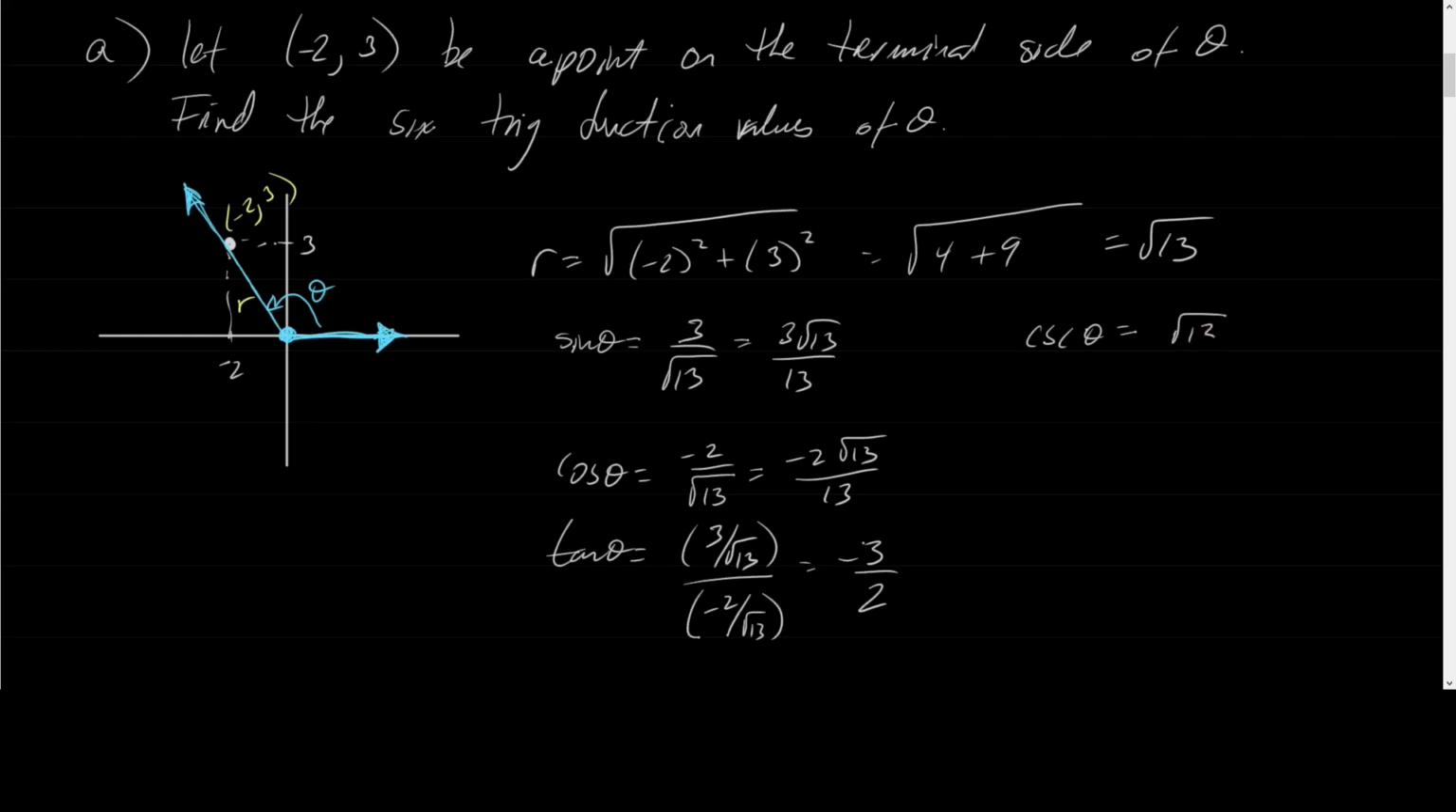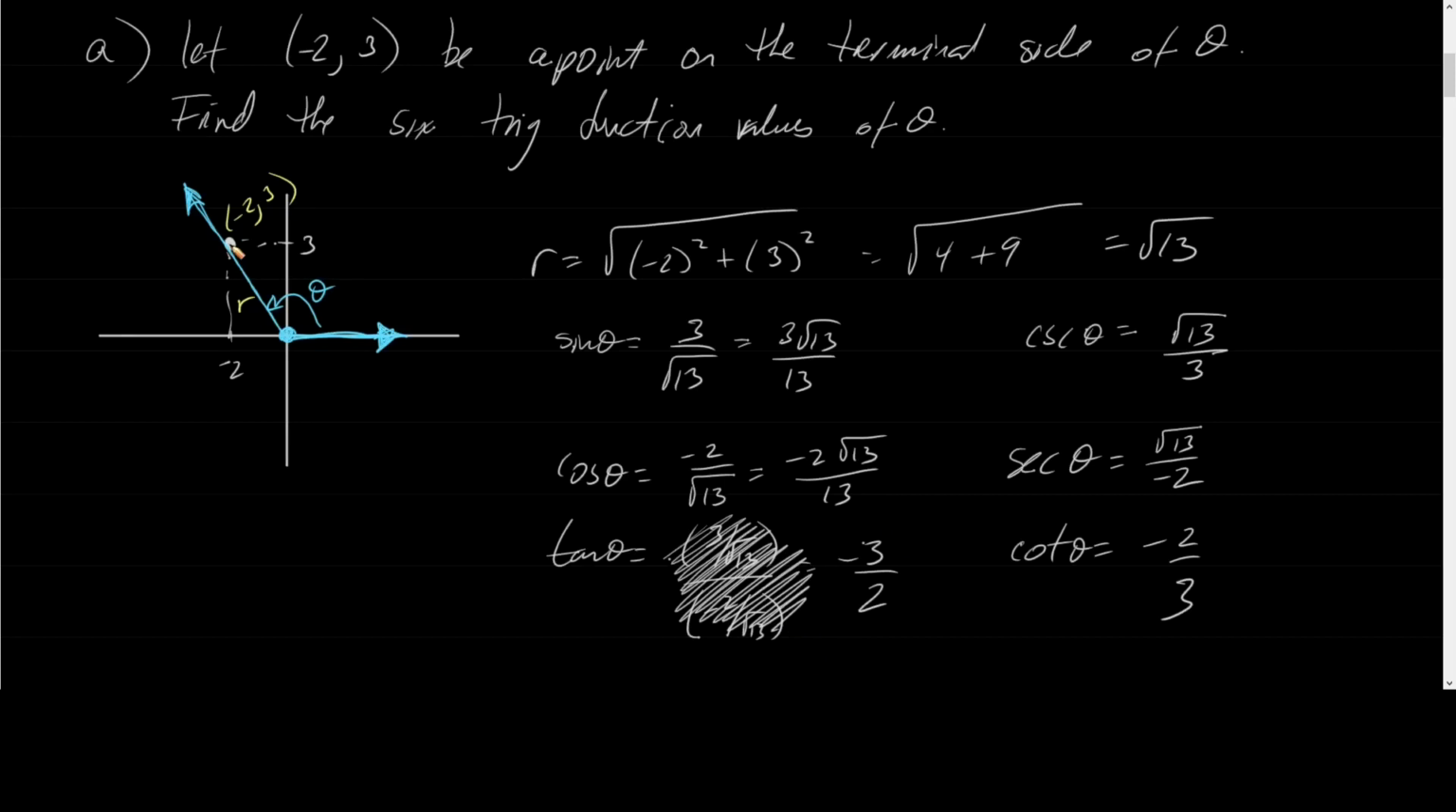So we would have radical 13 over 3. Secant was r over x, or in this case radical 13 over -2. And cotangent was x over y, which would give us -2 over 3. And in fact, I should have done this one that way as well. If I had just looked at it as y over x, we would have gone straight to -3/2, right? Y over x. All right.